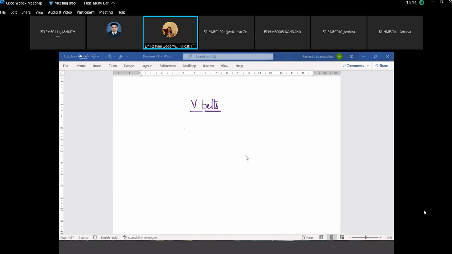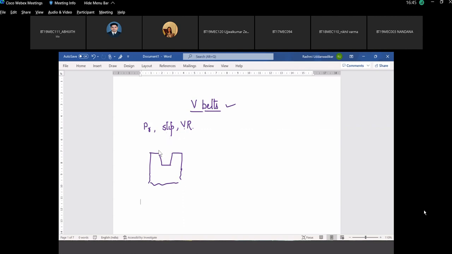So if we want to increase the power transmission capacity, reduce the slip, and increase the velocity ratio, then we have to have another option, and that option is the V belt. So the V belt, because of its shape, if I draw, this is a V belt pulley, which has a wedge shape slot. This is the belt.